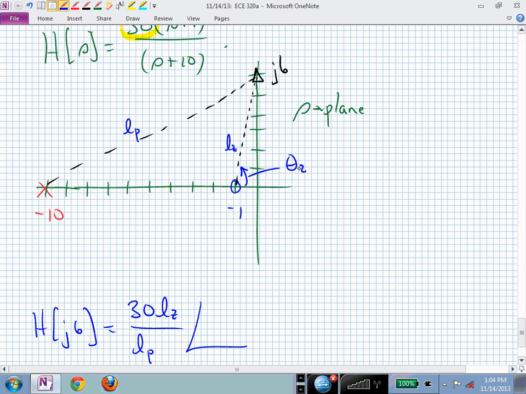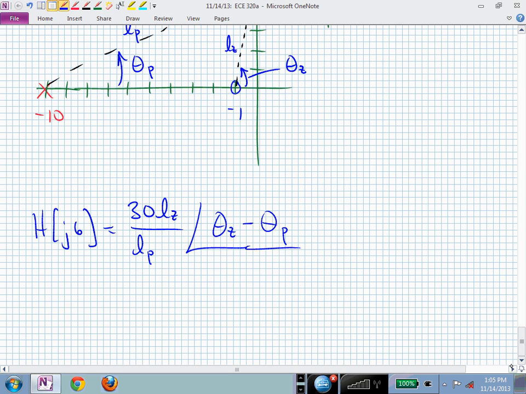This is now my angle of my zero. This is my angle of my pole. I have the sum of all of my zero factors minus all of my pole factors, and I just have one of each. And this actually ends up being 15.65 at an angle of 49 degrees.